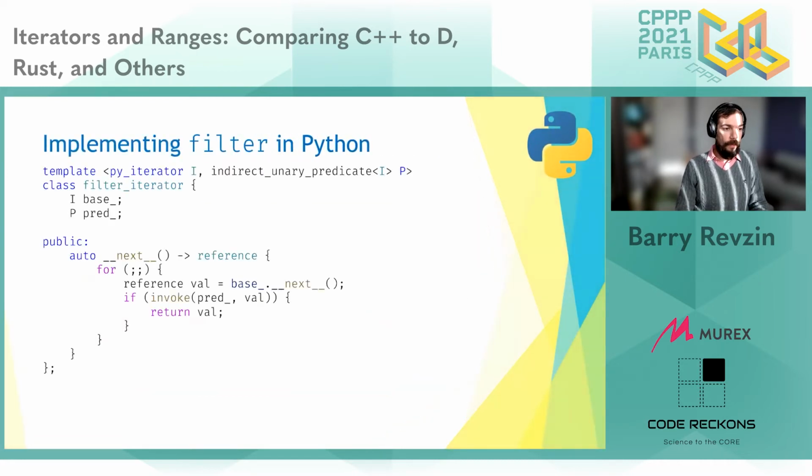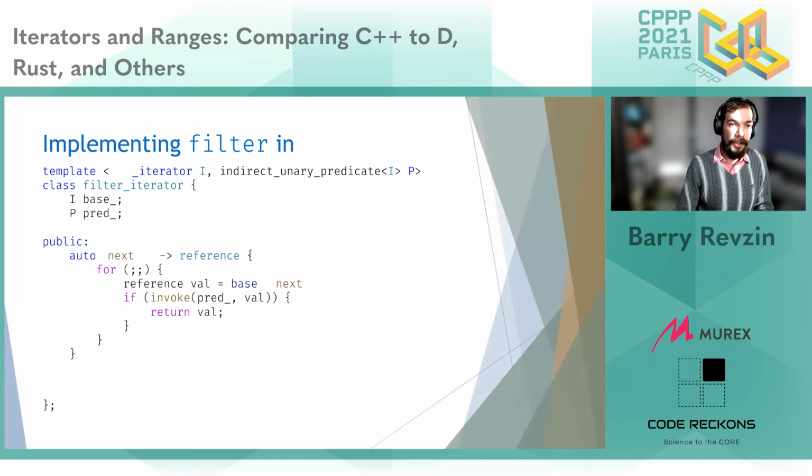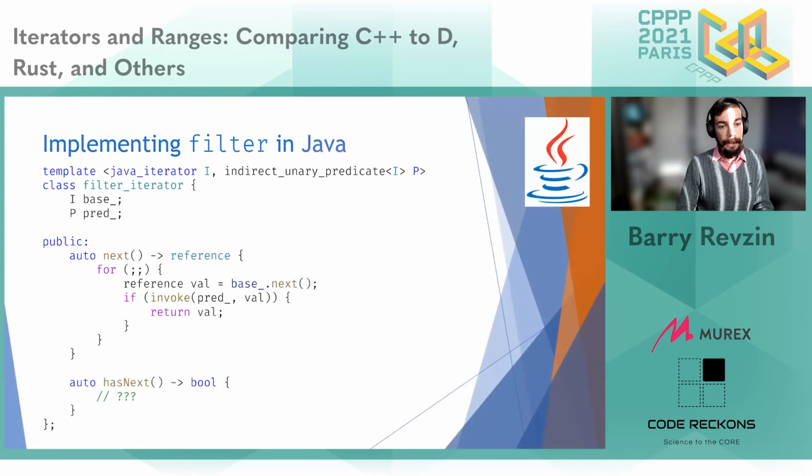Let me go through what I mean when I say that. So if we implement filter in Python, this looks very similar to what I showed for implementing filter in Rust, except it's even easier because since next throws an exception when it's done, we don't have this extra check that we have to do. We just have an infinite loop. When the underlying range runs out, that'll throw an exception, and that's all we need to do to satisfy our contract for filter.